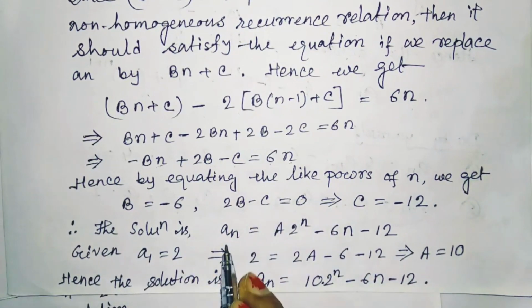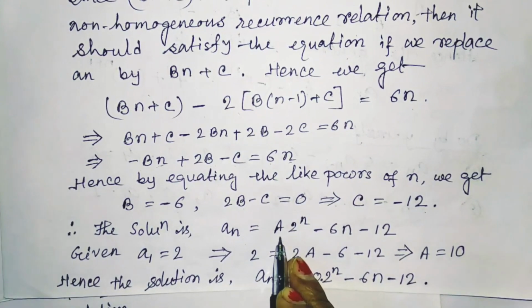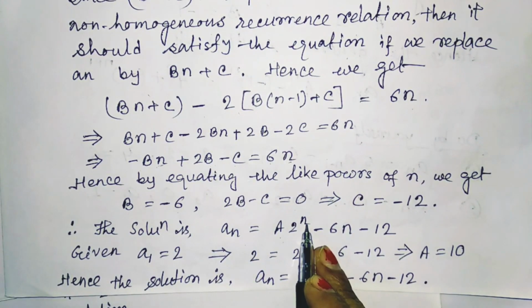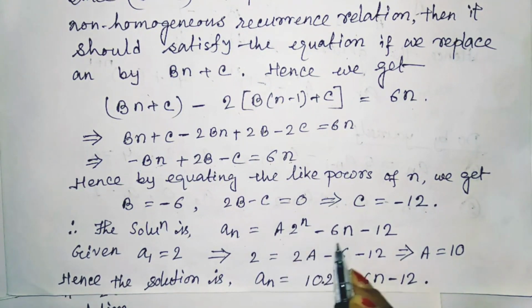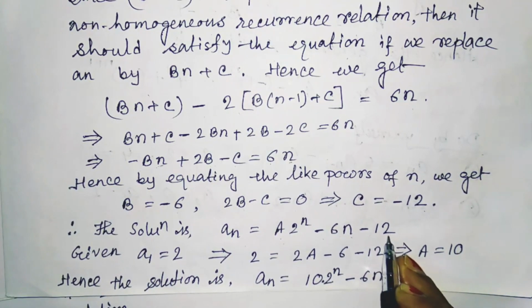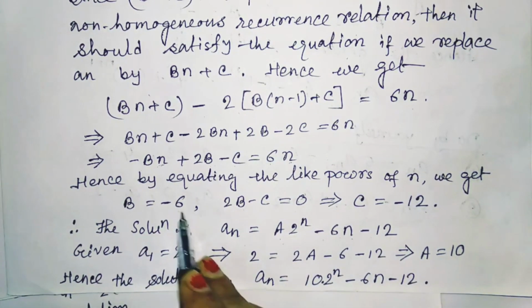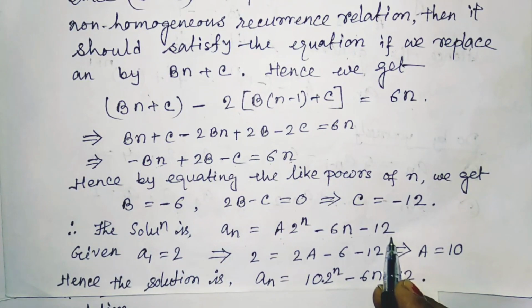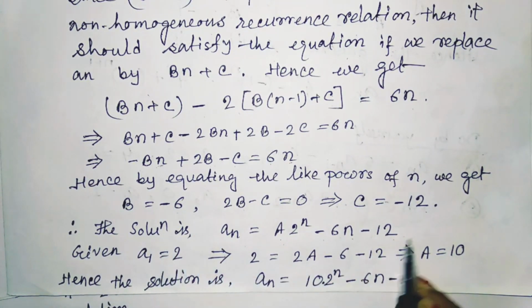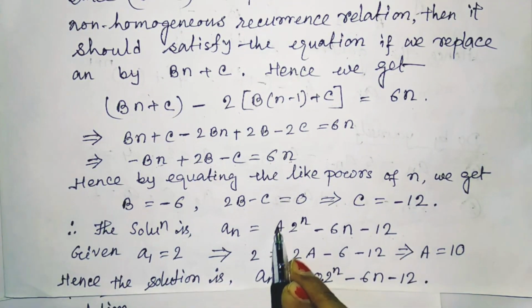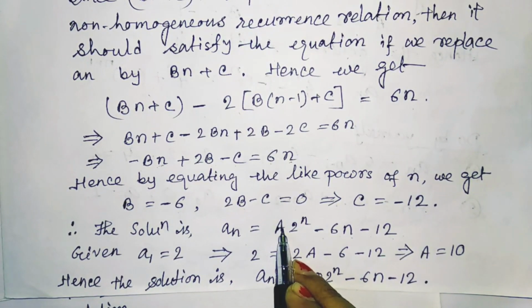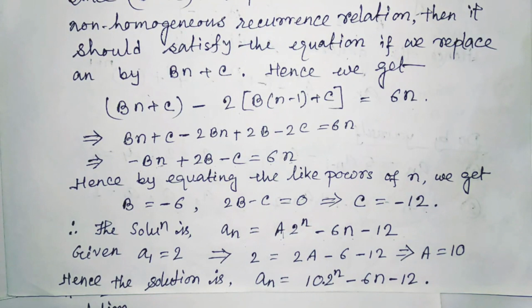Hence, the solution a_n is a into 2 to the power n, which is the homogeneous part, then minus of 6n minus 12, because the b value is minus 6 and the c value is minus 12. Hence, this is the solution, but here this a is still an unknown constant. But we have the initial condition, so now we apply the initial condition.